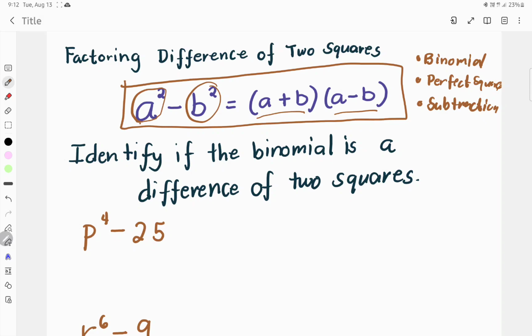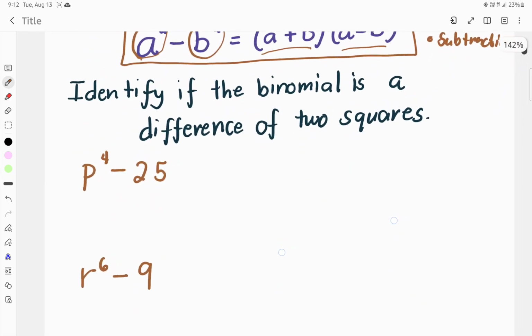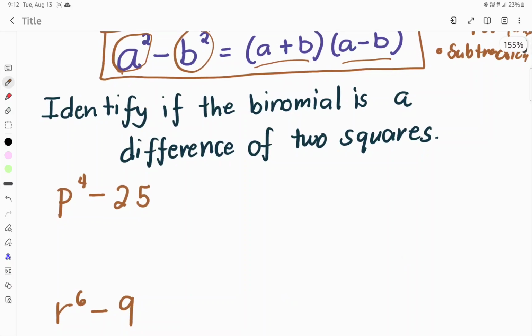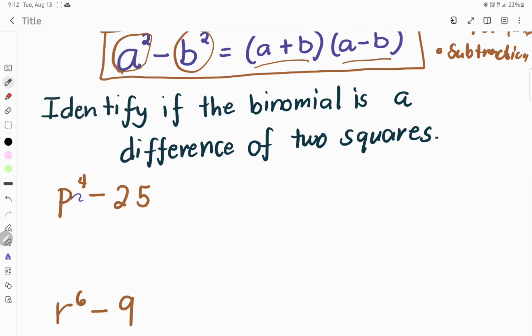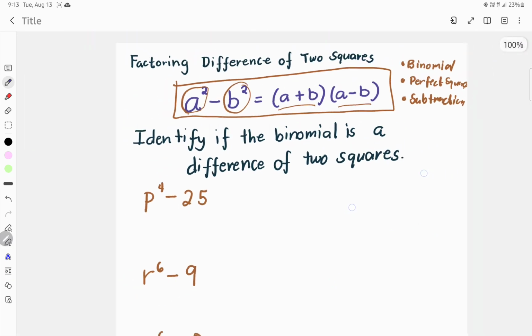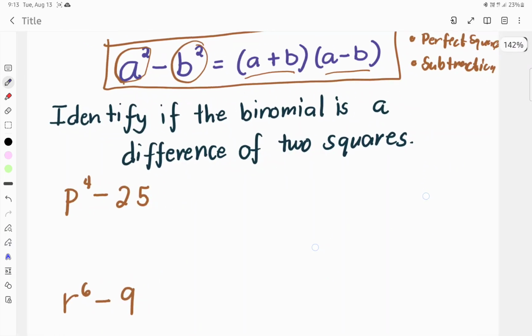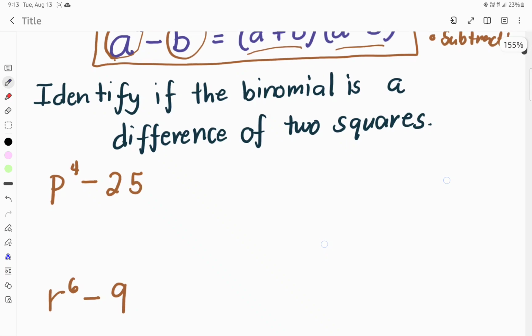Now, let's have some analysis of the difference of two squares. Let's try this one. How are we going to work out the first one? We have p to the fourth minus 25. In order to analyze it, the first thing to do is to check each term. The criteria is that it should be a binomial, perfect square, and subtraction. Technically, it has two terms.